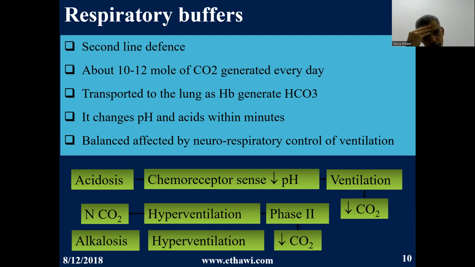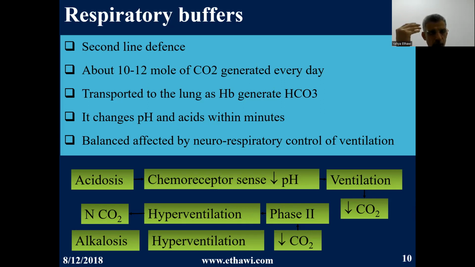So what happens when we have acidosis, increased hydrogen ion? There are chemosensors that sense the decrease in pH. So as the pH decreases, it will stimulate the ventilation to wash out more CO2. So the CO2 decreases. And then we move to phase 2, where the body tries to hyperventilate to wash out CO2.